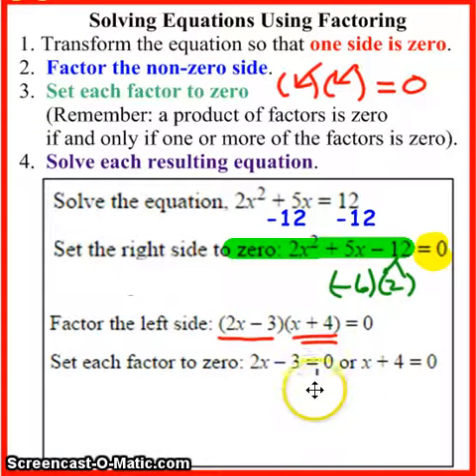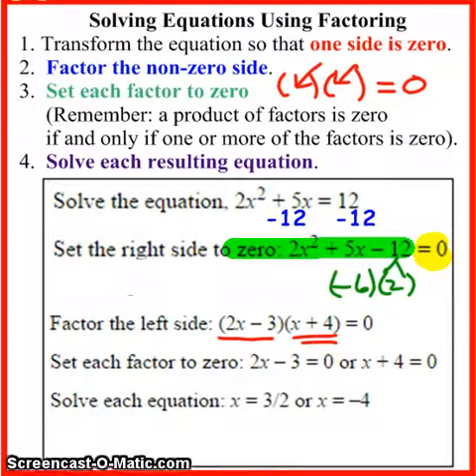Adding 3 to both sides of the first one, dividing by 2, and then in the second one subtracting 4 from both sides, I think you can quickly see that the answer is x equals 3 halves, x equals negative 4. So we have two answers, which is something we probably should have expected, because normally if a problem is an x squared power, you would expect two answers.